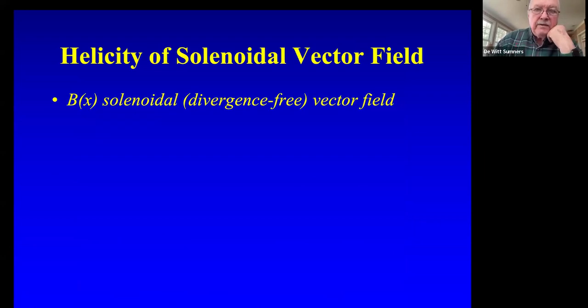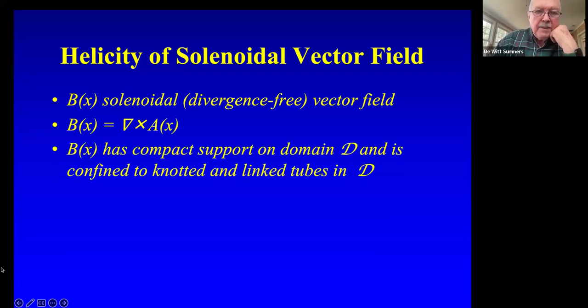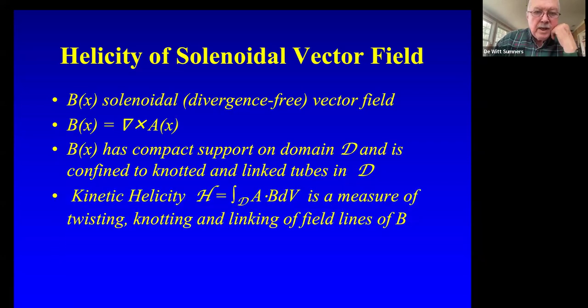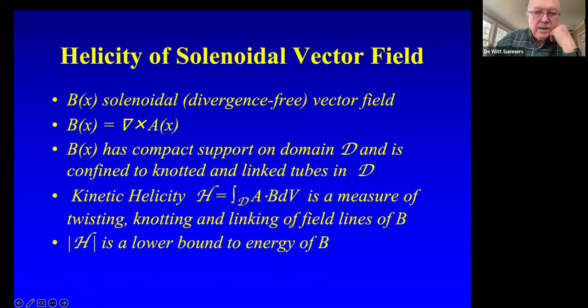So if you've got a solenoidal vector field, I'll tell you what the helicity is. So if B is the solenoidal vector field and A is the vector potential, B = curl A, the vector field has compact support in domain D, and it's confined to knotted and linked tubes in D. So these are the vortex tubes or the flux tubes. And the kinetic helicity is you simply integrate A dot B dV over the domain D. It's a measure of twisting, knotting, and linking of field lines. And the absolute value of this is a lower bound to the energy of B. So that's why people are interested in helicity.